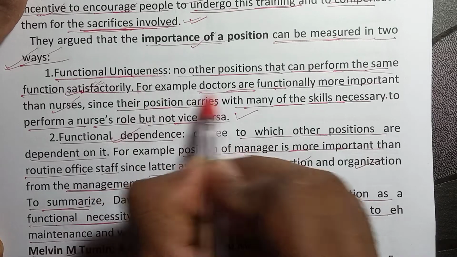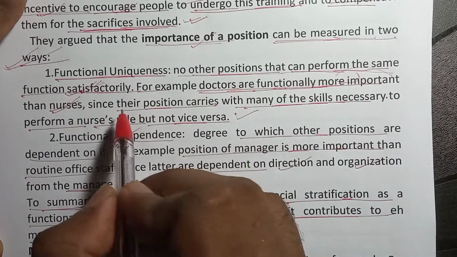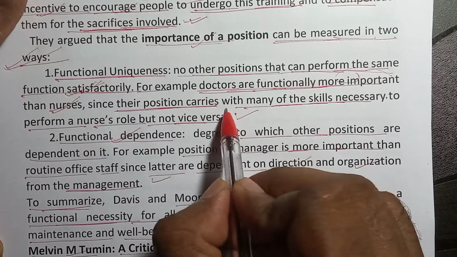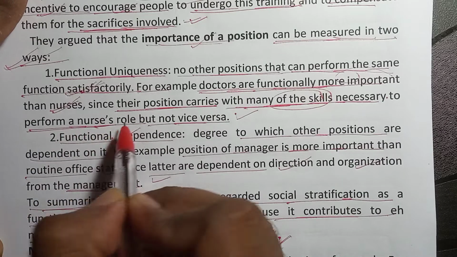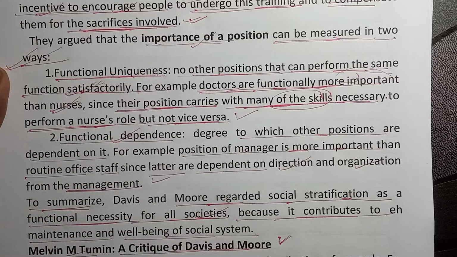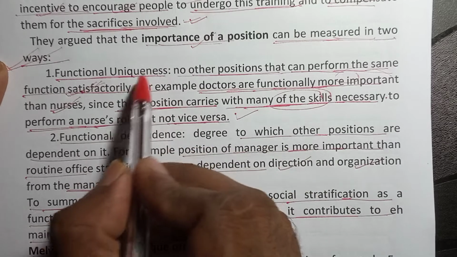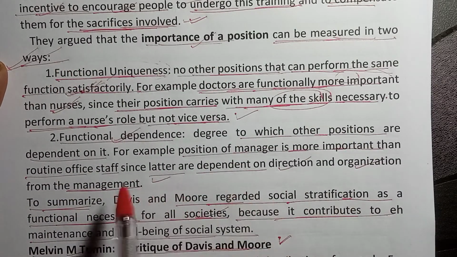For example, doctors are functionally more important than nurses, since their positions carry many of the skills necessary to perform the nurses' role, but not vice versa. That means doctors have the skill to perform the role of nurses, but they have many more skills than a nurse has. So the doctor's position is functionally unique as compared to the nurse.